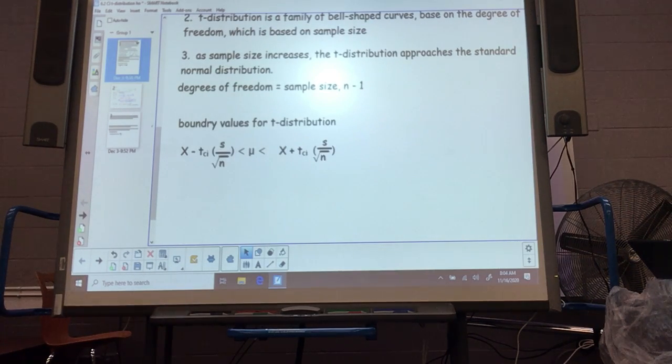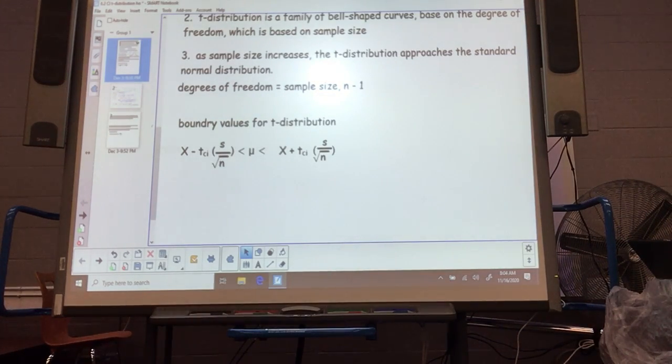So we replace the z and put the t in there. Now let's take a look at your table here, the t table I handed out to you. On the t-table, on the left-hand side, you have a d.f., degree of freedom.